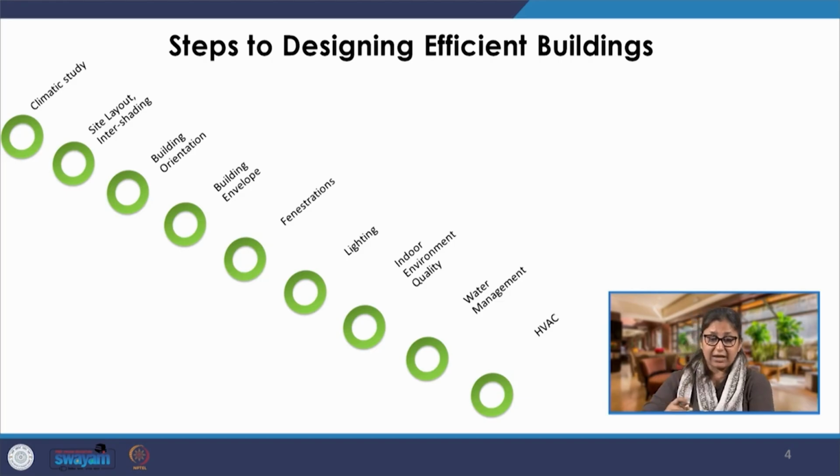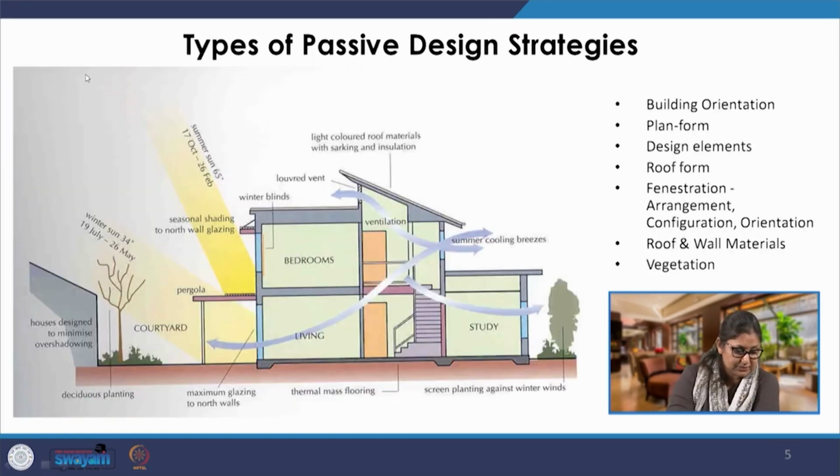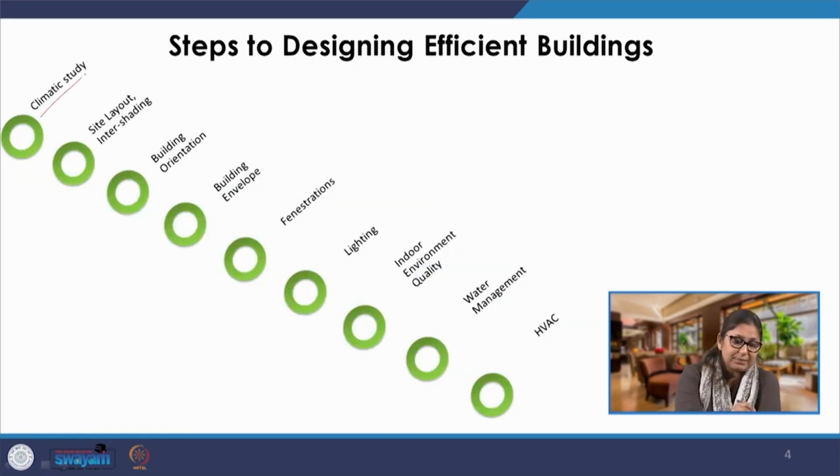Let us first look at what the different steps are if we have to design efficient buildings and if we have to reduce the energy consumption, the operational energy consumption in the buildings, thereby resulting in reduction in GHG emissions. So, the first step for that is climatic study. The first thing that we have to do is understand the climate.